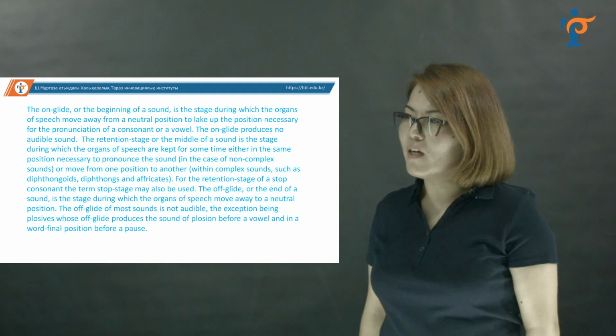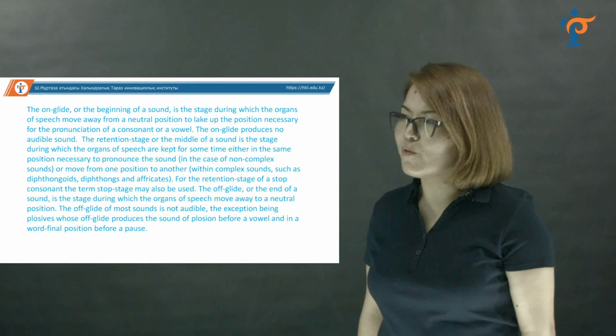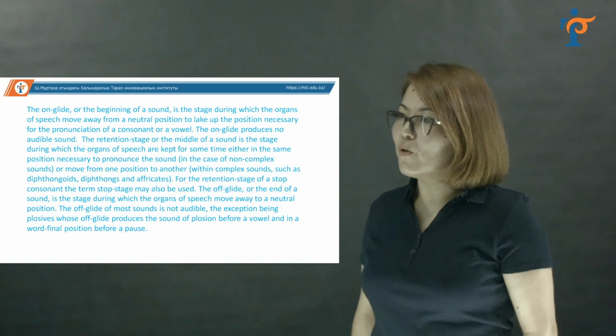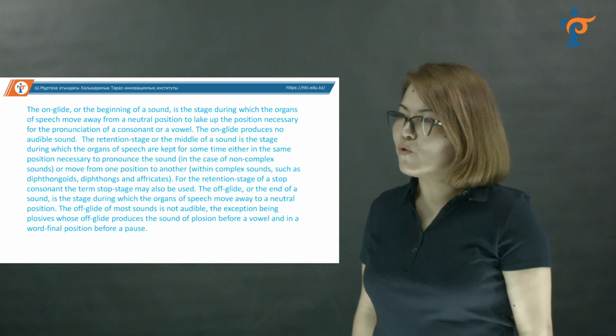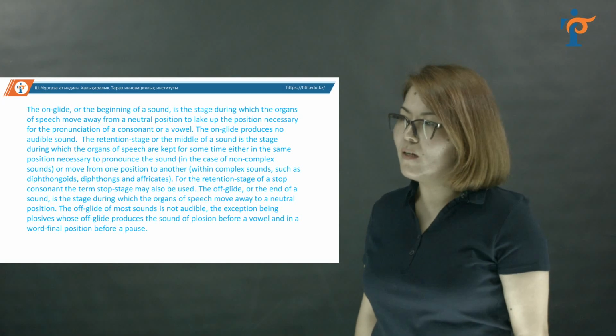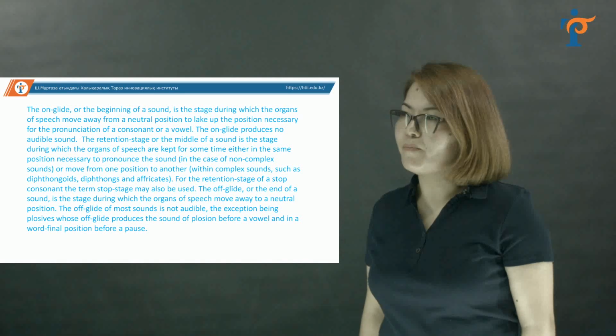The off-glide, or the end of a sound, is the stage during which the organs of speech move away to a neutral position. The off-glide of most sounds is not audible, the exception being plosives, whose off-glide produces the sound of plosion before a vowel and in a word-final position before a pause.